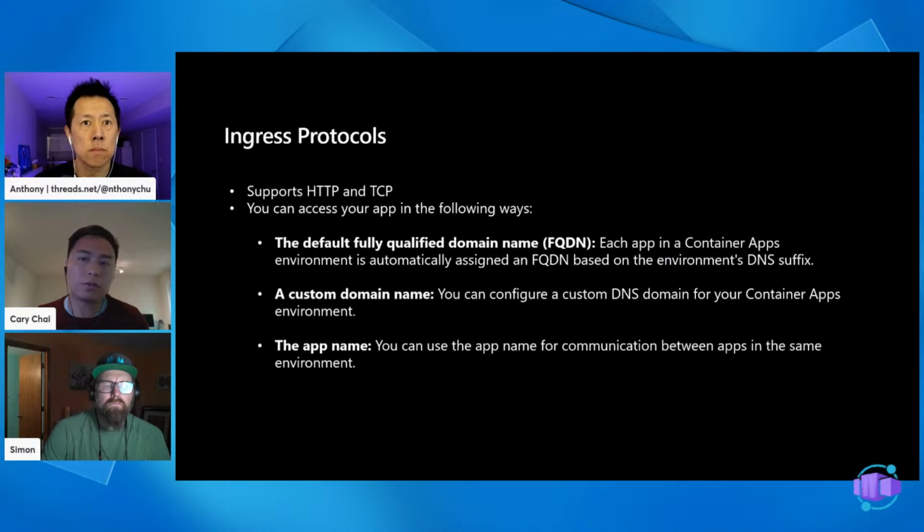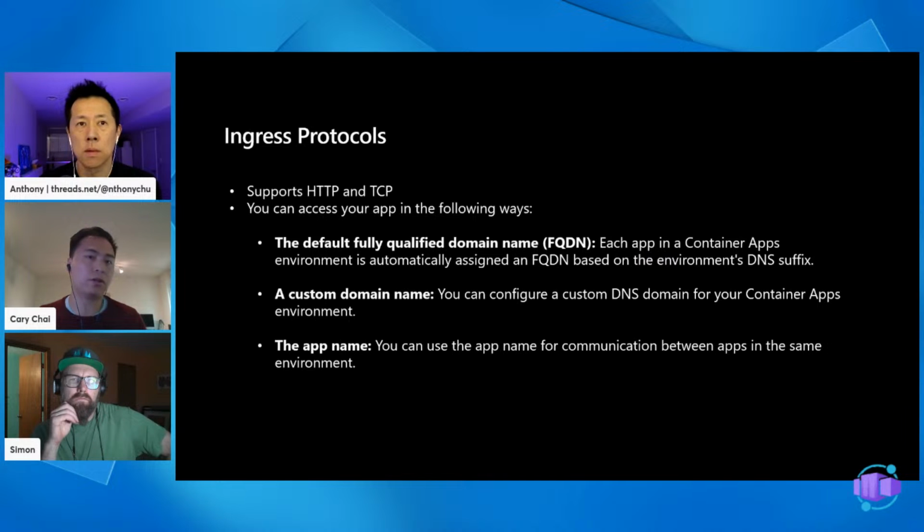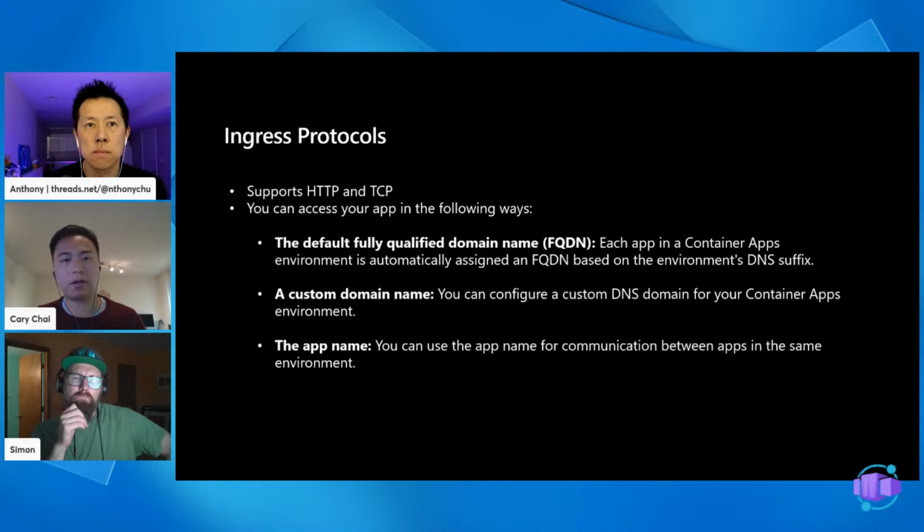And for ingress as well, we have support for HTTP and TCP. And when you're talking between applications within your environment itself, there's a number of ways to reach your application. So you can either use the fully qualified domain name for your container app, which is automatically assigned. Or if you wish to set up a custom domain name, you can configure a custom DNS domain for your container apps environment.